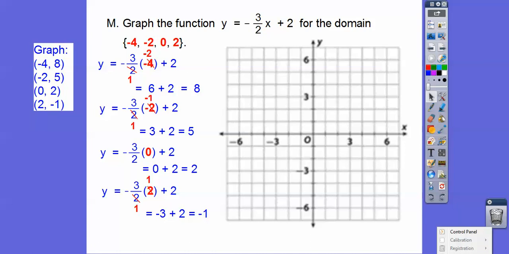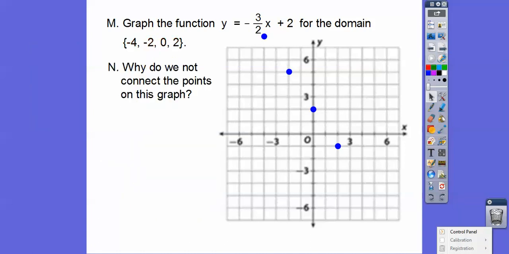So to the left 4, up 8. Well, here's 7, so I'll just kind of guesstimate right there is 8. And then to the left 2, up 5, and so on right there. So we get those right there.